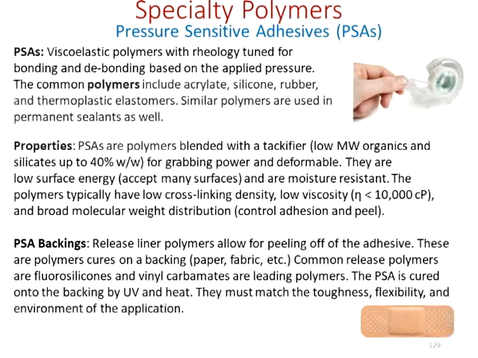So we talked about, and we mentioned, that PSA backing. The release liner polymer allows for peel off of the adhesive, and these polymers are cured on a backing. In the case of tape, it's on the backing. One side is the adhesive, and the other side is so that it doesn't stick when you roll it up. Many of these PSAs are cured onto the backing by using UV and heat. Both techniques work. It depends on the manufacturer, their capabilities, their patents, or the particular application.